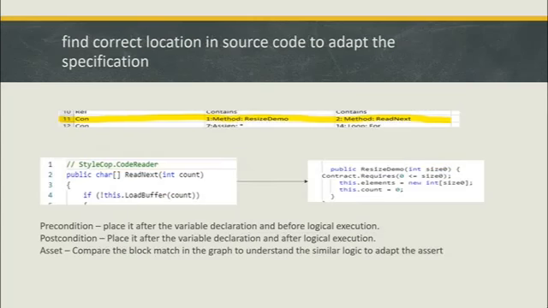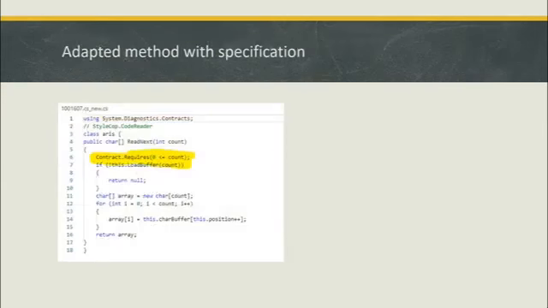So the next step is to place the adapted code contract to the target method. For that, we identify under which method the code contract has to be placed in the target method. Over here, we identify the relative methods from this graph mapping and place it appropriately in the right place based on the precondition or post condition or assert statement. So the end result will give an adapted method with specification.